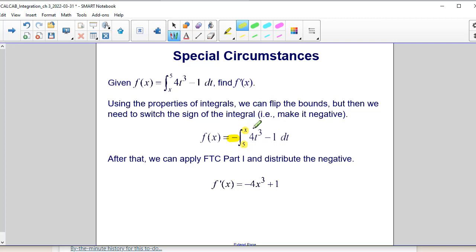So what we can do now is replace t with x. So we do apply the fundamental theorem of calculus part 1, and we distribute the negative. So you notice that now f prime of x is equal to negative 4x cubed plus 1.